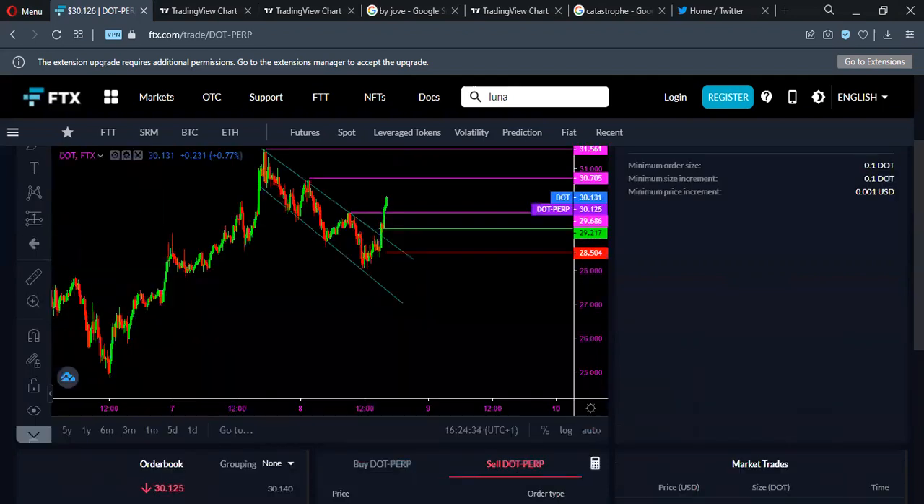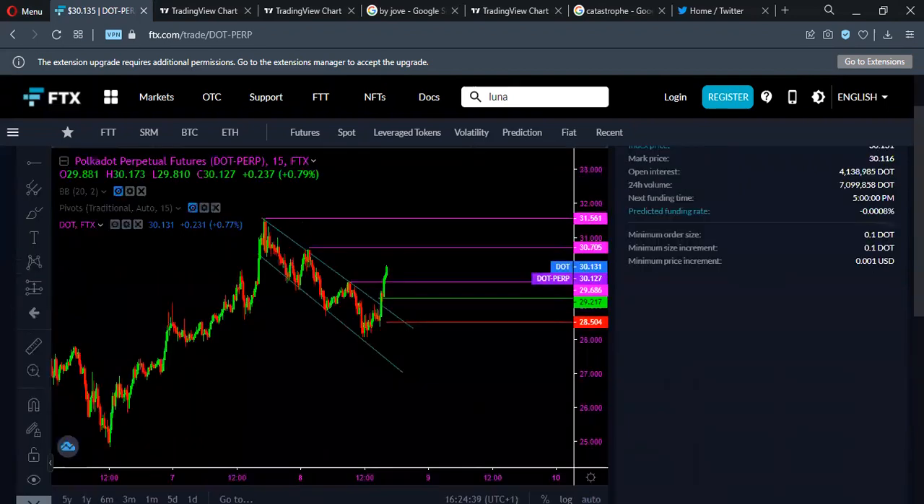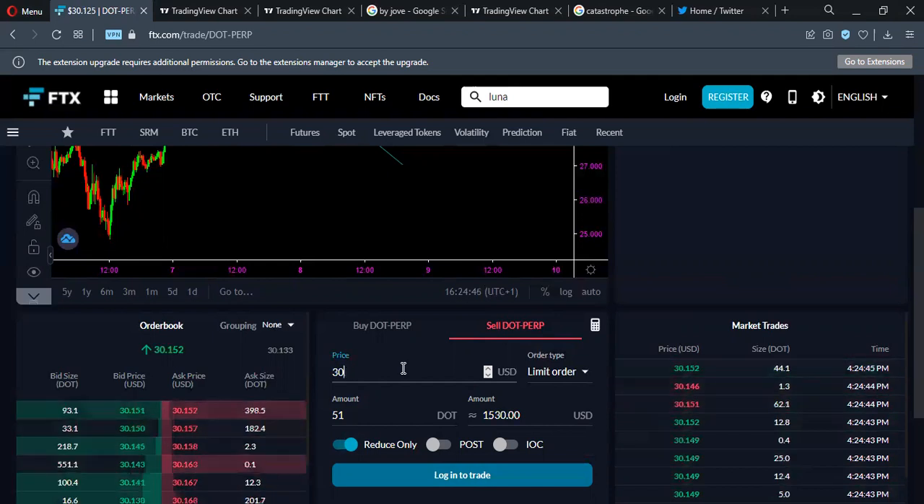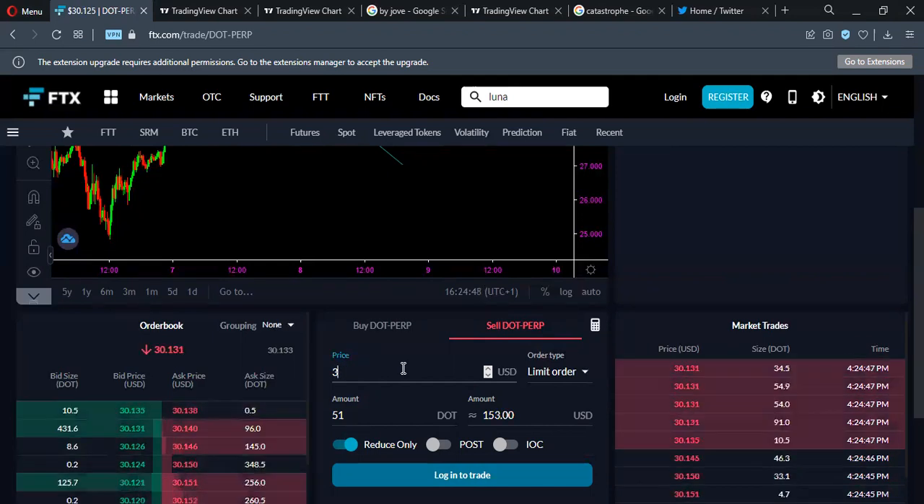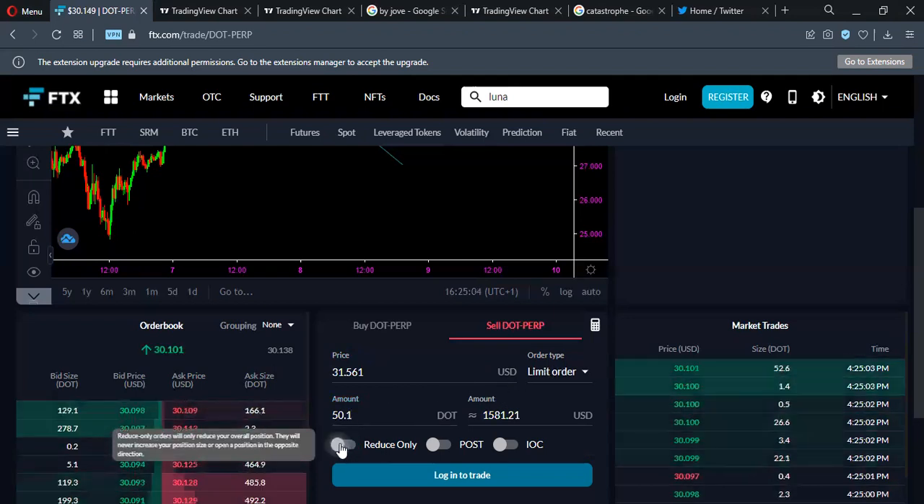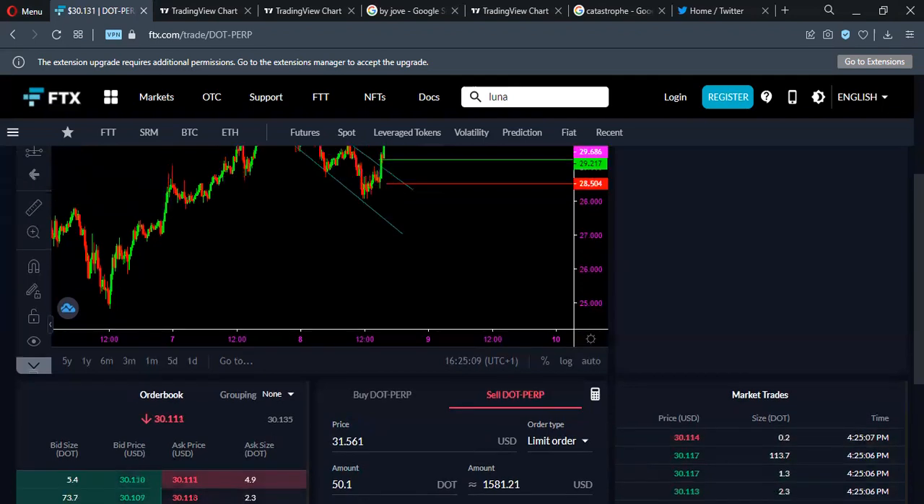So then you'll be left with how many units? You'll be left with 50.1 units. Okay, so maybe you now decide to sell the remaining at this 31.561. The same thing happens. Put the price you want to sell at, which is 31.561. You want to sell the remaining quantity, 50.1 units, at this price. Also, remember to toggle your reduce only. Go right ahead and click on sell. So this is actually how you take partial profit.